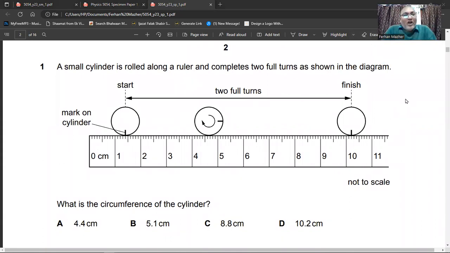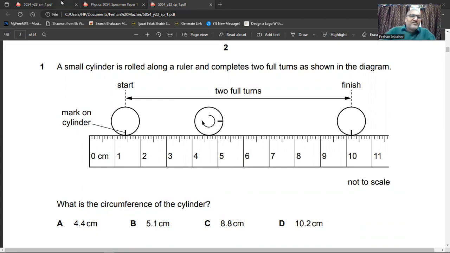It says, a small cylinder is rolled along a ruler and completes two full turns as shown in the diagram. The length which it has covered equals two circumferences. Remember this, because it has completed two revolutions. What is the circumference of the cylinder? The roller started from 1.4, and when the two revolutions were completed, it was on 10.2. So 10.2 minus 1.4 gives a length equal to two times the circumference.